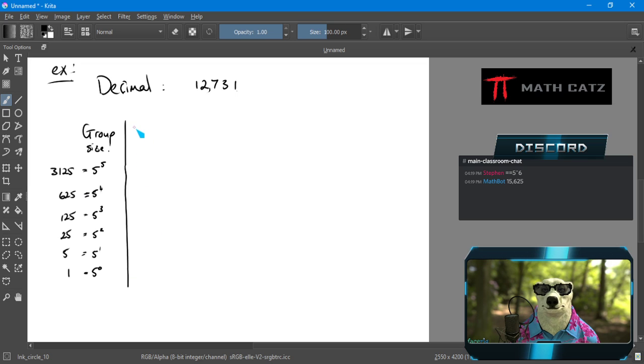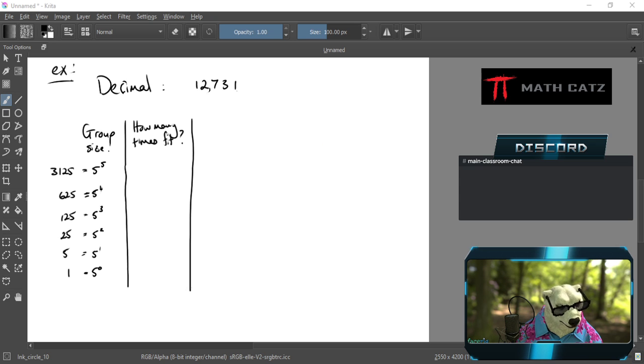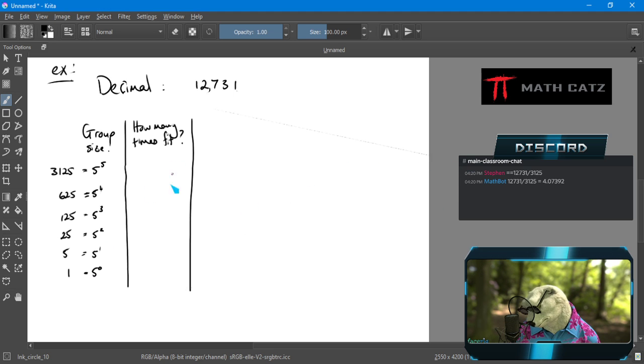Then I want to see how many times does that group fit. So for example, the first group size fits into 12,731 a certain number of times that I can find by division. 12,731 divided by 3125, and we get 4 times and a little bit, not a lot.